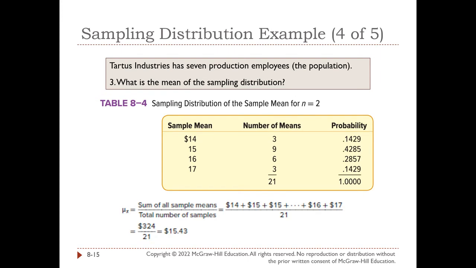What is the mean of the sampling distribution? Okay, the sampling distribution of the sample mean for n equals 2. Now, again, we can sum it all. They actually have this broken down in frequency: 14 has 3, 15 has 9, 16 has 6, 17 has 3, to come out to that 21. Then they took the sum of all the sample means and divided by the total number of samples, and they end up coming out to $15.43.